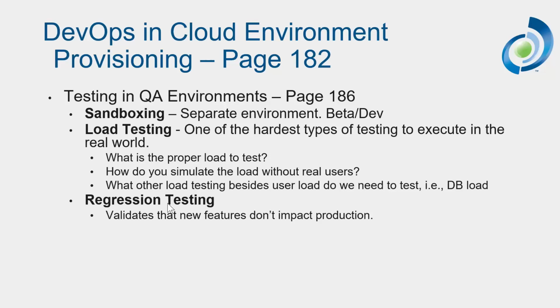And then the final word here is regression testing. This validates that new features don't impact production. This is a very important one and one that I've seen large organizations mess up, but you always have to make sure that you have some automated regression testing because you don't want to put out code that fixes one thing but then causes another issue somewhere else.